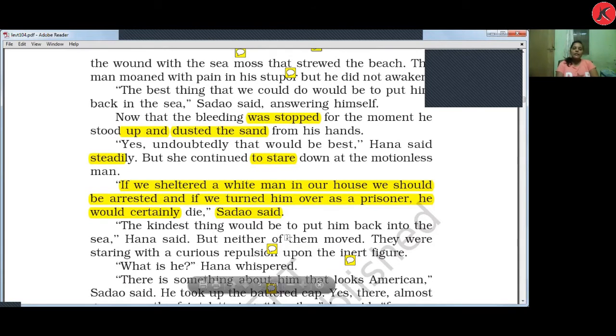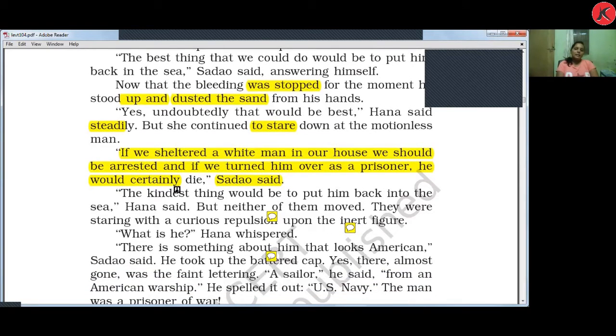"The kindest thing would be to put him back into the sea," Hannah said. Now I told you that both are a very caring and loving couple. So they said that this is the kindest thing, because they don't want to do either of the other two options. But neither of them moved. Nobody moved to put him back into the sea.